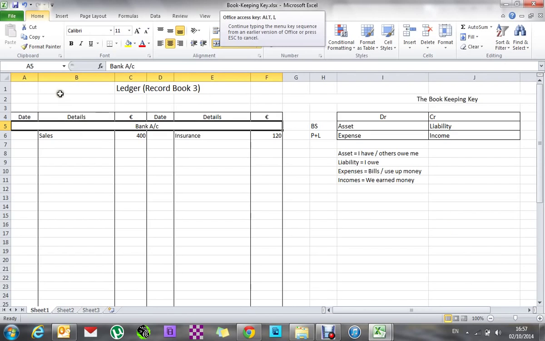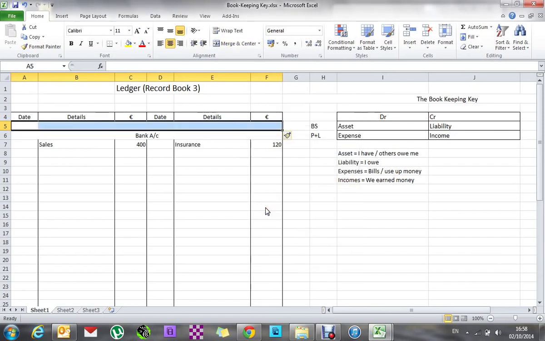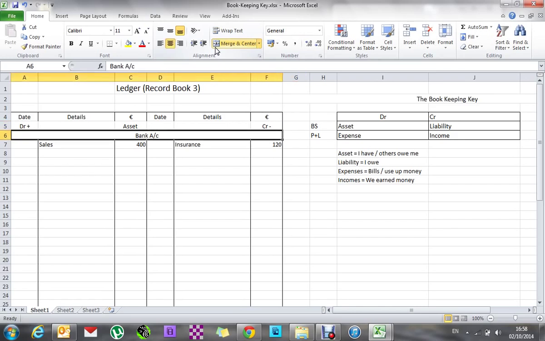So I think what I'll do is I'll just put a little line above this, so I'll be able to label what this thing is. Okay, so now this is the DR side, and because this is an asset account, I'm going to put a plus symbol there. And this far side here is the CR side, which is the minus side, and that's all because this is an asset. So now when I spent money, that's why I ended up with a minus. So it was on the credit side because I spent money, I have less money.